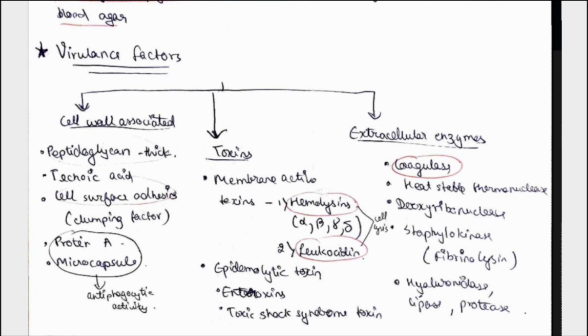Next is epidermolytic toxin, which affects the skin. Next are enterotoxins, which affect the GI tract. Next is toxic shock syndrome toxin; we will discuss this later. Next are extracellular enzymes like coagulase, heat stable thermonuclease, deoxyribonuclease, staphylokinase, that is fibrinolysin, then hyaluronidase, lipase and protease. These are the virulence factors. Go through them.